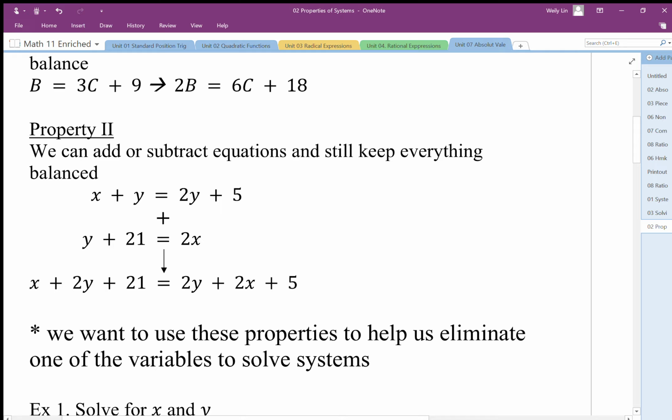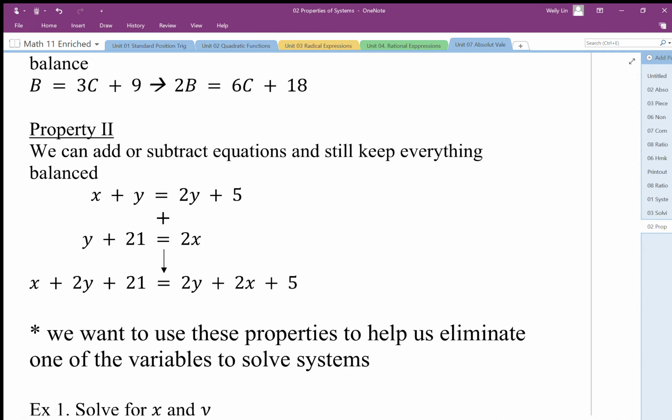So we can add the same amount to both sides, or if we have two equations, so this is a balance, this is a balance, if I combine two balances, so if I combine everything on the left-hand side here, and I combine everything on the right-hand side here, as long as we started with two balances, the resulting equation must be balanced. And again, that's the key. We have to keep everything balanced.